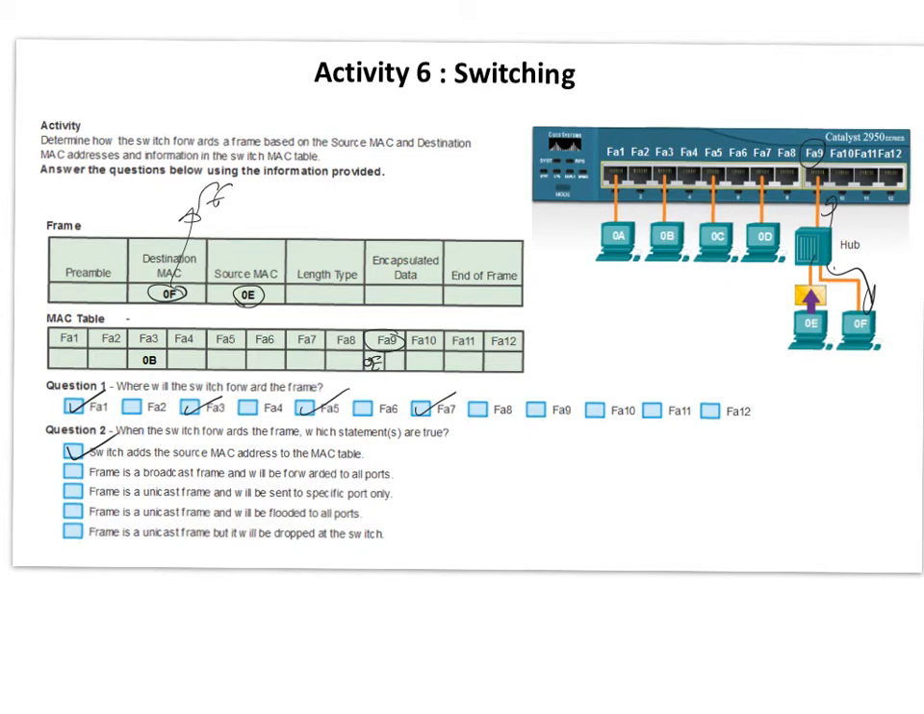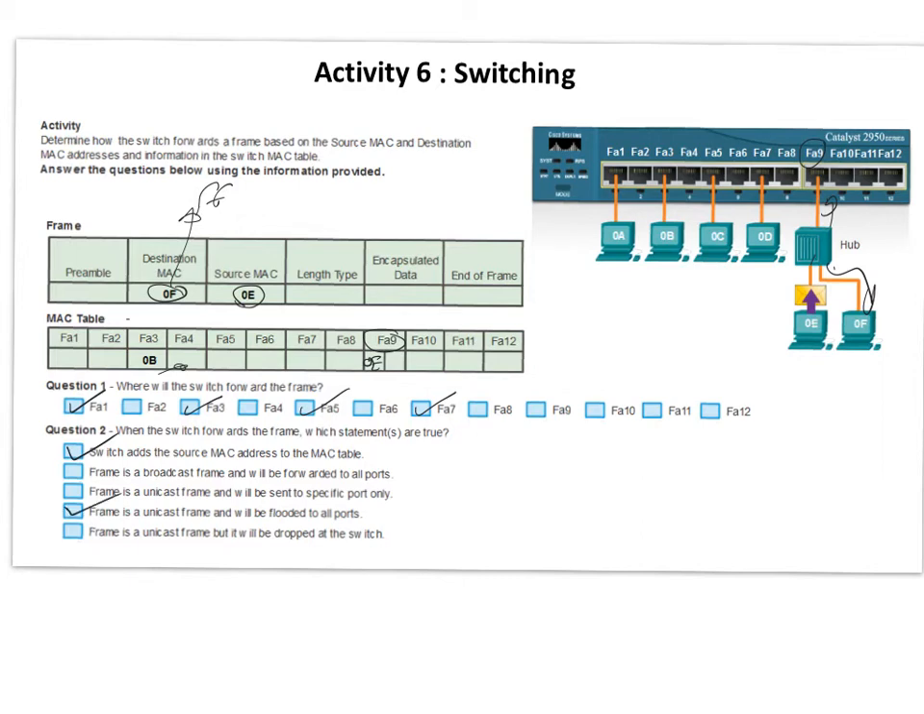Okay? Which is not the case. So this does not apply. The frame is a unicast frame and will be sent to a specific port. When is it sent to a specific port? If the destination address already exists in the table, which does not apply in this case. So that one does not apply. Frame is a unicast frame and will be flooded, which is what we have done now.